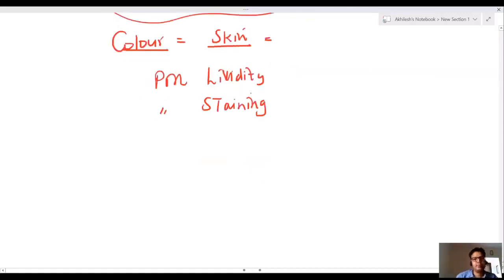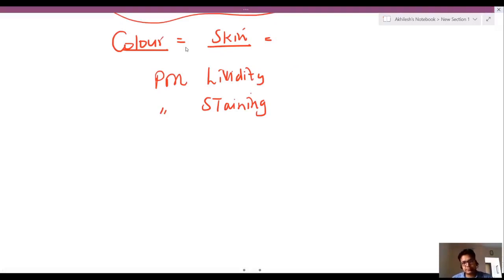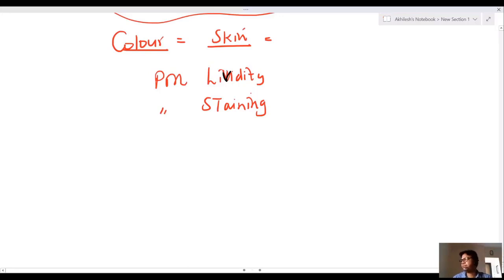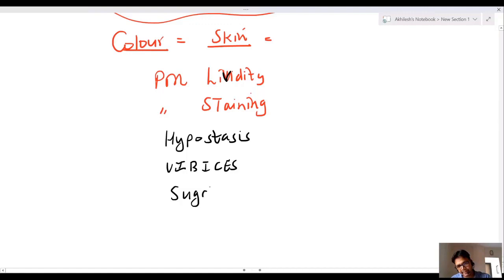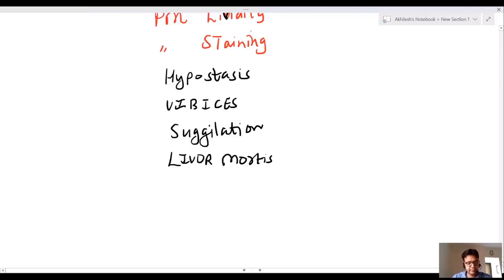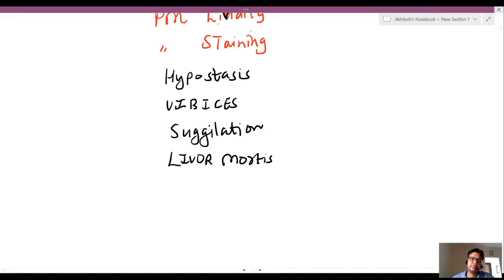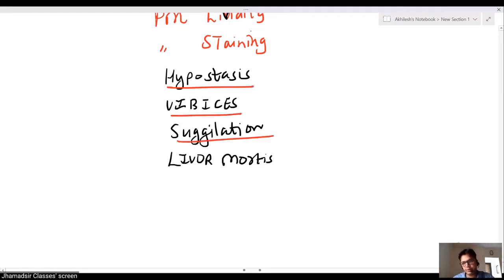Postmortem staining, postmortem lividity, hypostasis, vibices, sugillation, and livor mortis, all are seen.